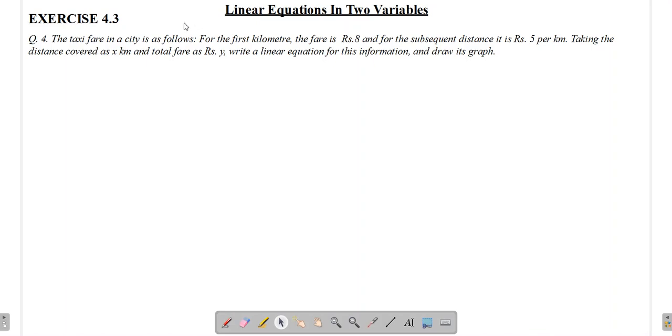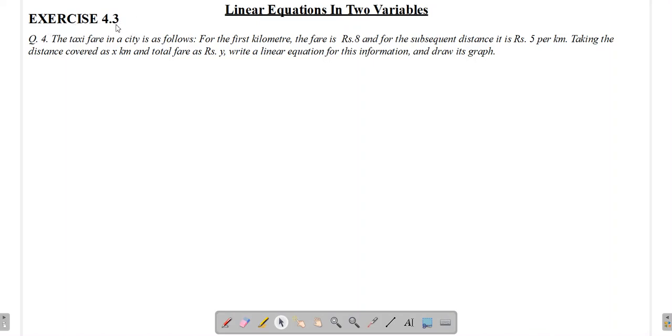As you all know, from the past few days we have been studying the fourth chapter of the class 9 mathematics syllabus, that is linear equations in two variables. In the past few lectures we have studied linear equations in two variables, how to write them in standard form, how to find different solutions, and also how to plot the graph of a linear equation in two variables, or you can say how to show it graphically.